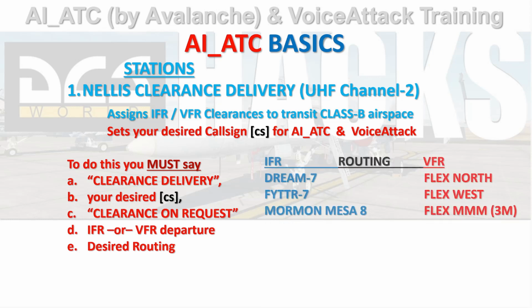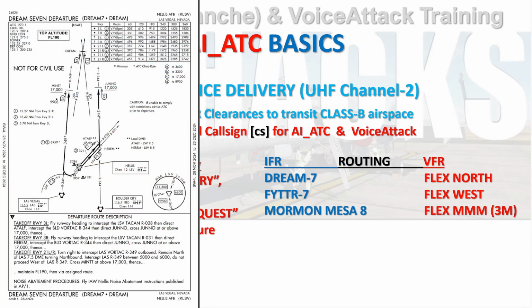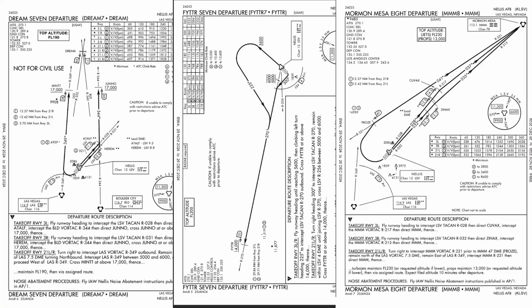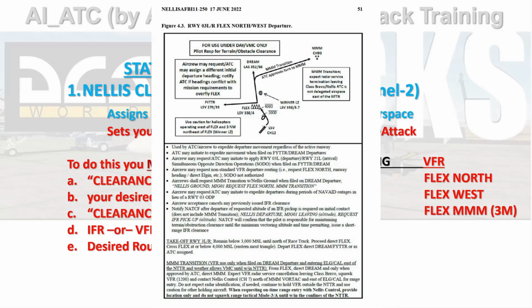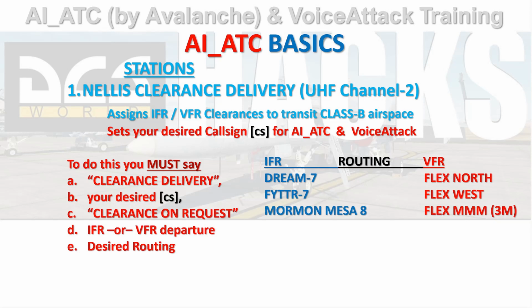Okay? And you're saying, well, what are the routings? Well, the routings are either IFR, Dream 7, Fighter 7, Mormon Mesa 8, or VFR, Flex North, Flex West, Flex 3M. Okay? And if you're wondering, what the hell are those? Well, we've got knee boards on all of those departures within AI ATC, as well as the VFR, Flex West and North, and 3M transition. Okay? So don't worry too much about that at this point.